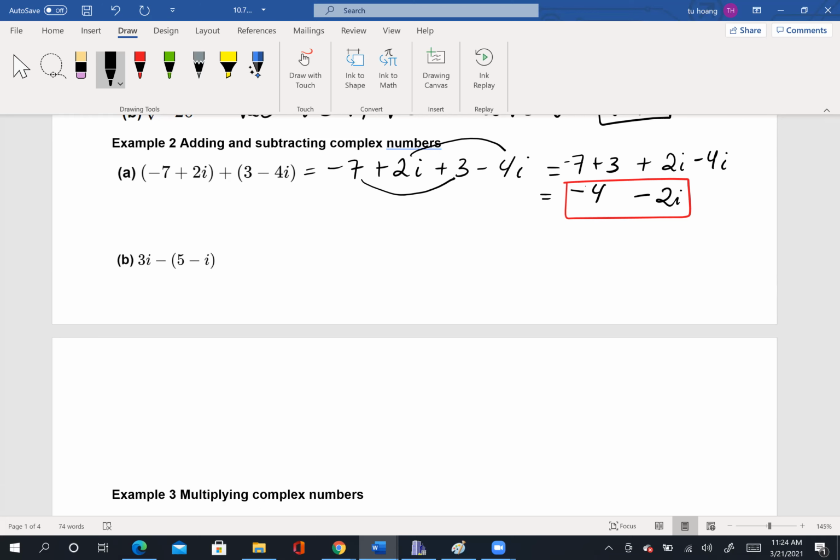Okay, move to the next problem. This is a subtraction, right? Let me open the parentheses in here. So I have 3i and minus 4, 5, and add with i, because it's subtraction, you want to change all the signs inside of the parentheses. Okay, so now I have imaginary with imaginary. The real one just starts first. So only negative 5 plus 3i plus i. That gives me negative 5 plus 4i.